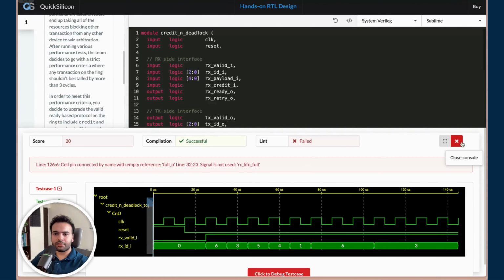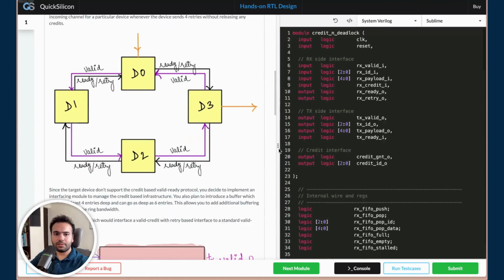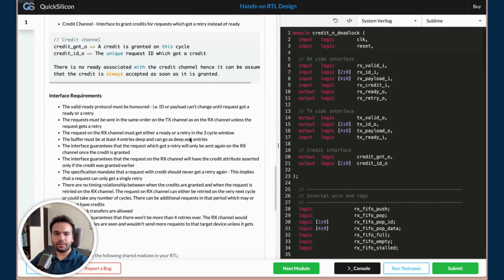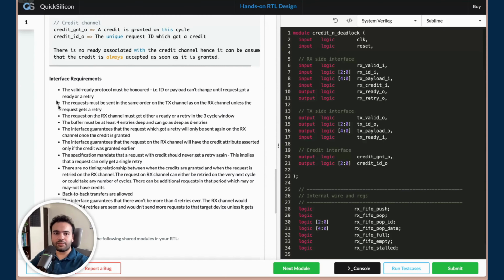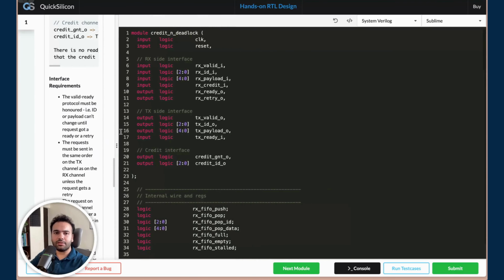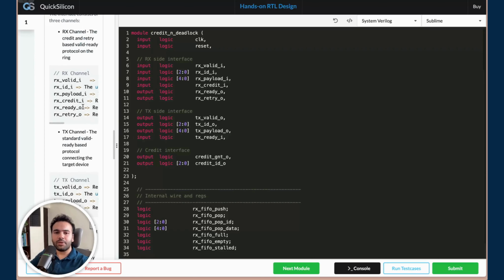So let me close this, and yeah, one thing which the interface requirements say is that the request on the RX channel must either get a ready or a retry in a 3 cycle window. Okay, so it does seem that the check is correct, so we can rule out that the check itself is incorrect, but we still don't know whether it is implemented correctly or not. We will try to figure that out too, but the check is correct.